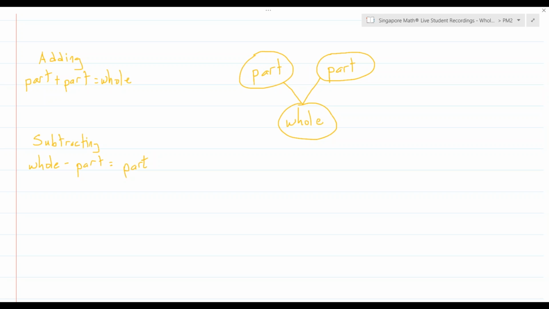Addition is taking two parts and putting them together. We often use the words all together, and that gives us a whole number. And subtracting is taking the whole and breaking it into two different parts again. Take the whole thing, take away one part, and you'll have the other part left.